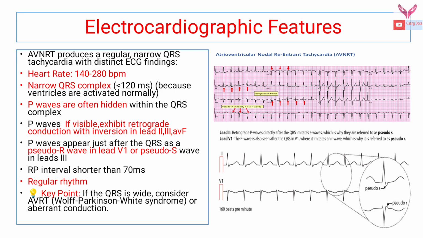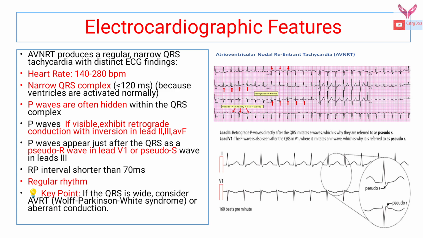The ECG features in the AVNRT are regular narrow QRS complex tachycardia. Heart rate is 140 to 280 beats per minute. Narrow QRS complexes, P waves are often hidden within the QRS complexes. P waves, if visible, exhibit retrograde conduction with inversion in leads 2, 3, and aVF.